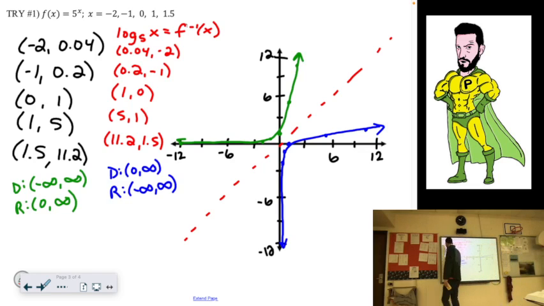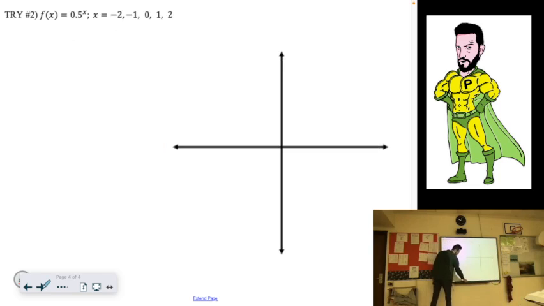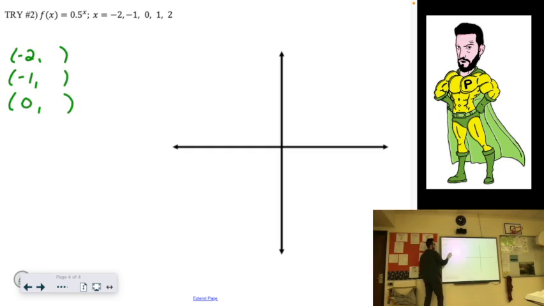One more. All right, 0.5 to the x. Now that's exponential decay, so it'll dip. I'm going to do this all in red, and I'll do it all in green. All right, 0.5 to the negative second power is 4. Oh, that's fun. 0.5 to the negative first power, it's going to be 2.